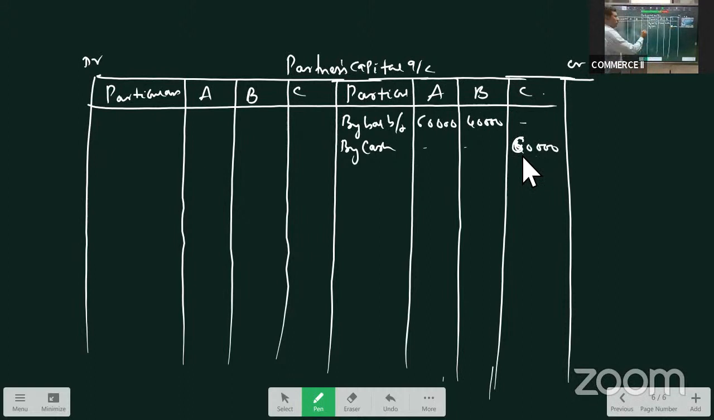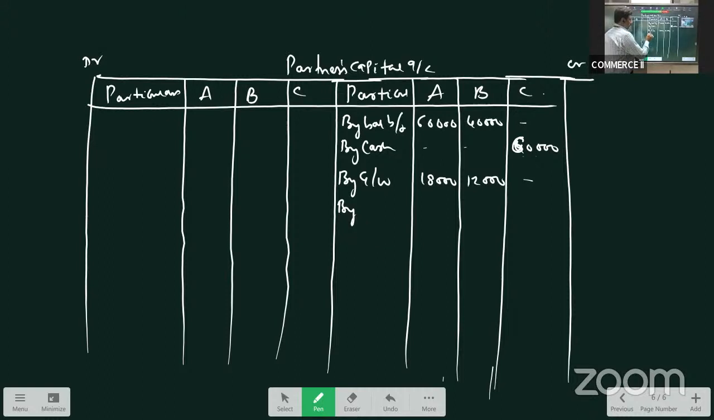The second item is goodwill. Just now we have learned that 18,000 is credited to A, 12,000 to B. Then see if any accumulated profits are there. General reserve is given as 20,000 and P&L credit balance is given as 10,000. Both these items are accumulated profits and are to be credited.